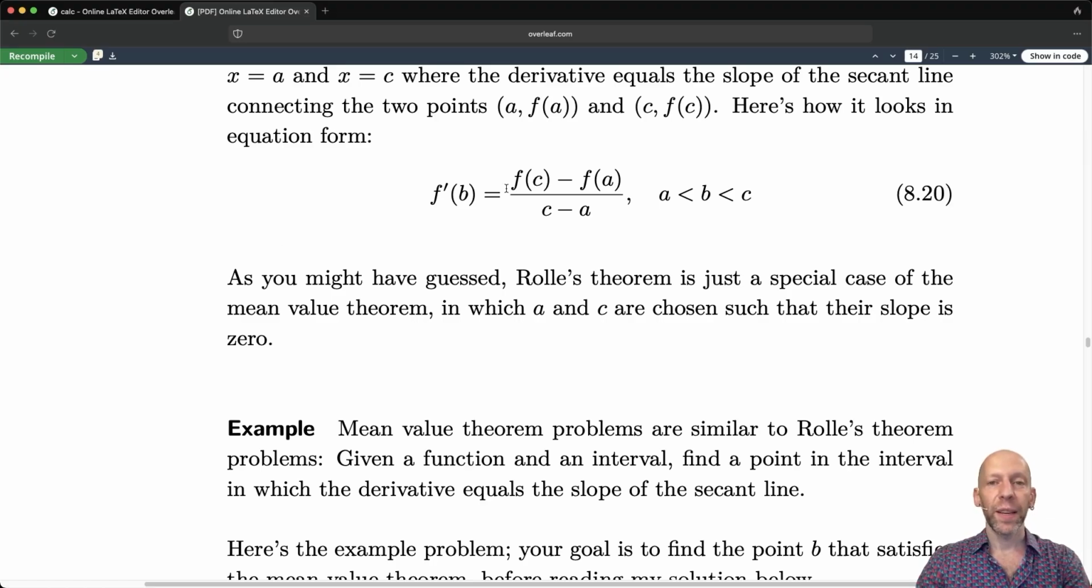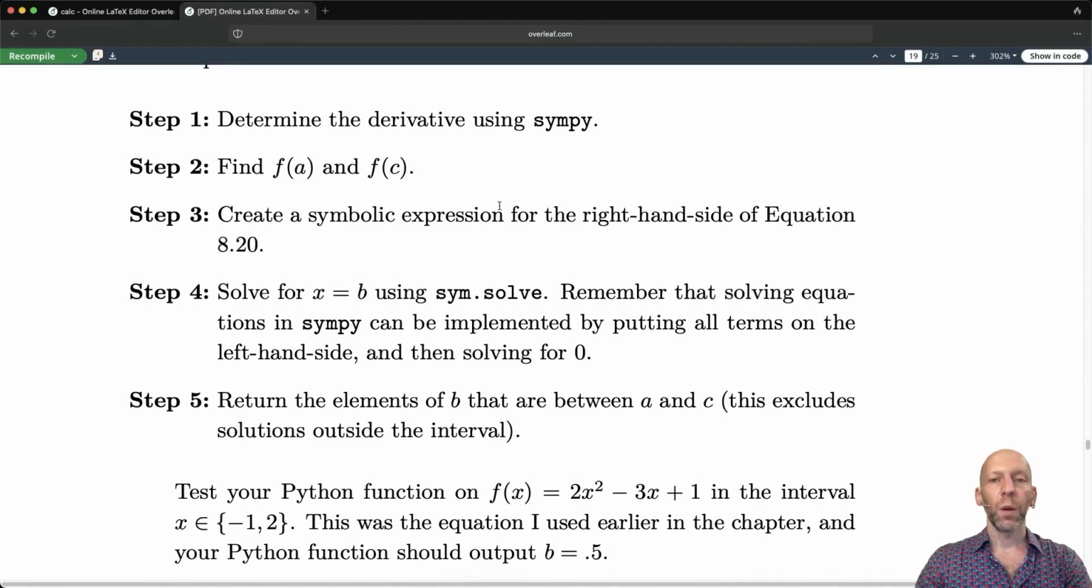As a reminder, here is equation 8.20. So basically we have the derivative of the function, and we want to find the x-axis value b such that the derivative at that point at x equals b of the function is the same as the slope of the secant line between c and a. So this is the formula for the slope of the secant line between c and a. So it's the difference in the function values, or delta y, divided by the difference in the x-axis values, or delta x. So a symbolic expression for the calculation of the slope of the secant line.